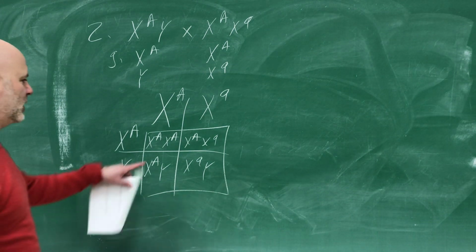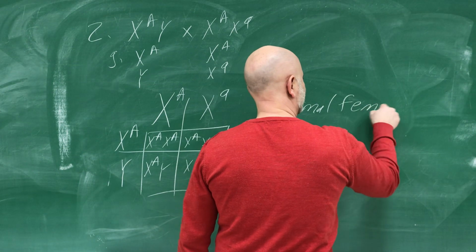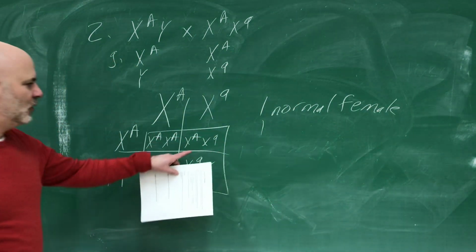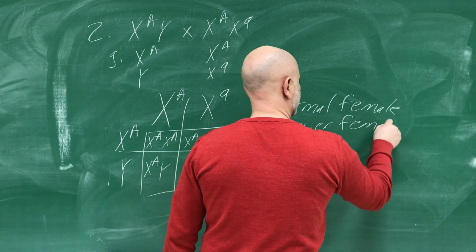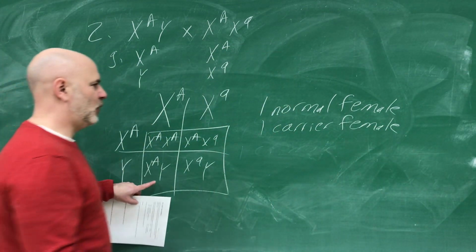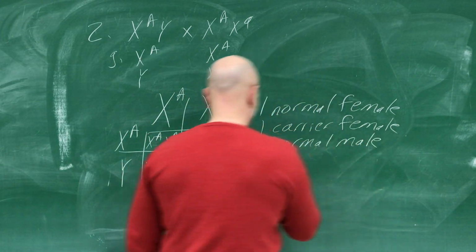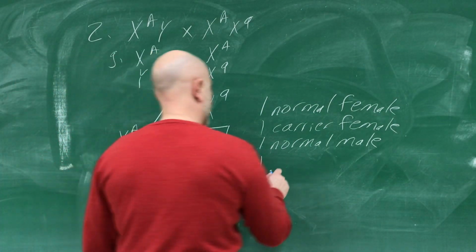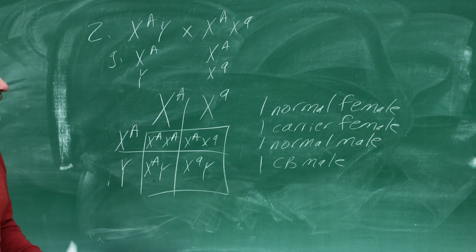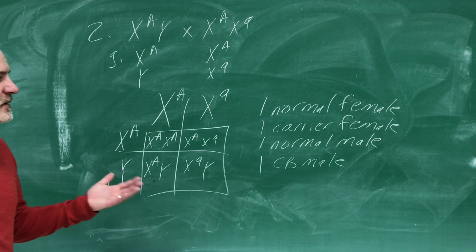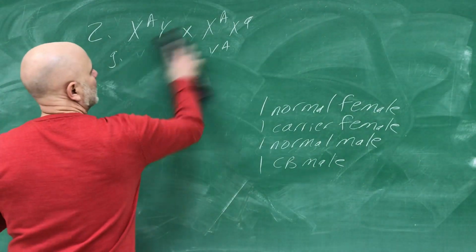So here we have one normal female, one carrier female, one normal male, and then one colorblind male. So that's our results. Once again, a 1 to 1 to 1 to 1, but this is different from the previous one. All right, so let's look at one more example here.